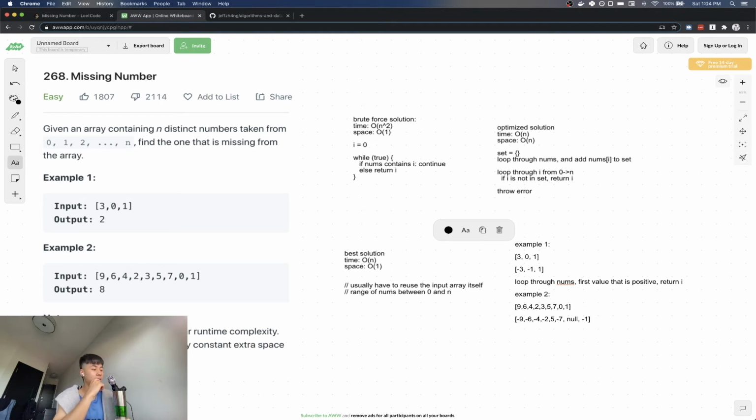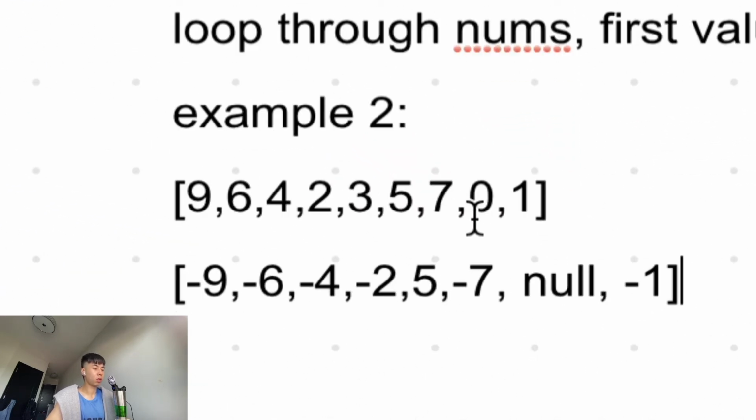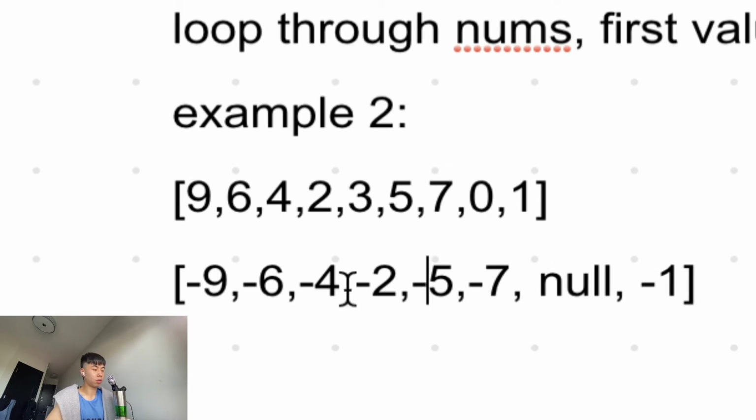There's 0, 1, 2, 3, 4, 5, 6, 7, 8, 9. There's 10 numbers, and there's 9. So am I tripping? 0, 1, 2, 3, 4, 5, 6, 7. So 0, 1, 2, 3, 4. 9, 6, 4, 2. Oh, I'm missing a 3 right here.